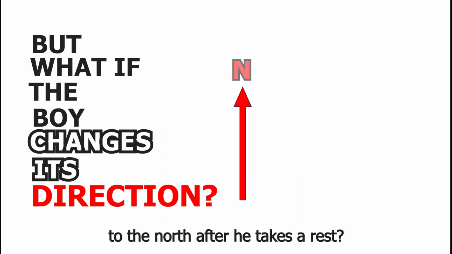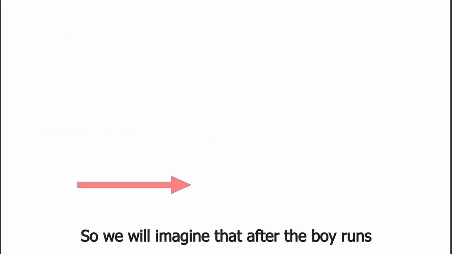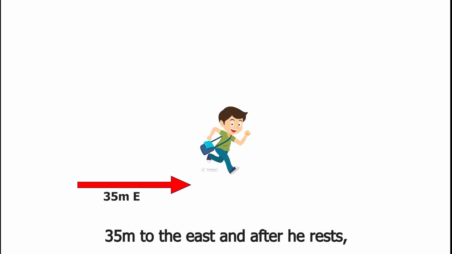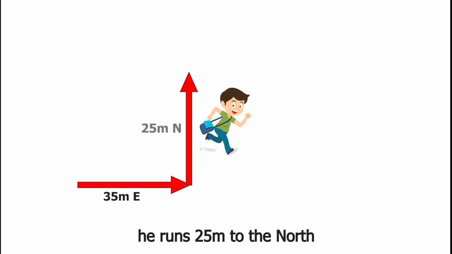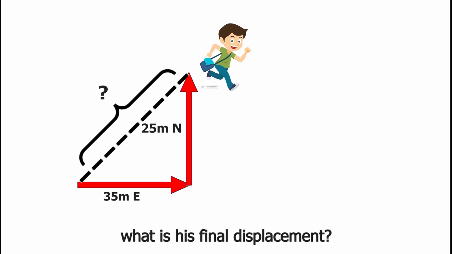But what if the boy changes his direction to the north after he takes a rest? So, we will imagine that after the boy runs 35 meters to the east, and after he rests, he runs 25 meters to the north. What is his final displacement?